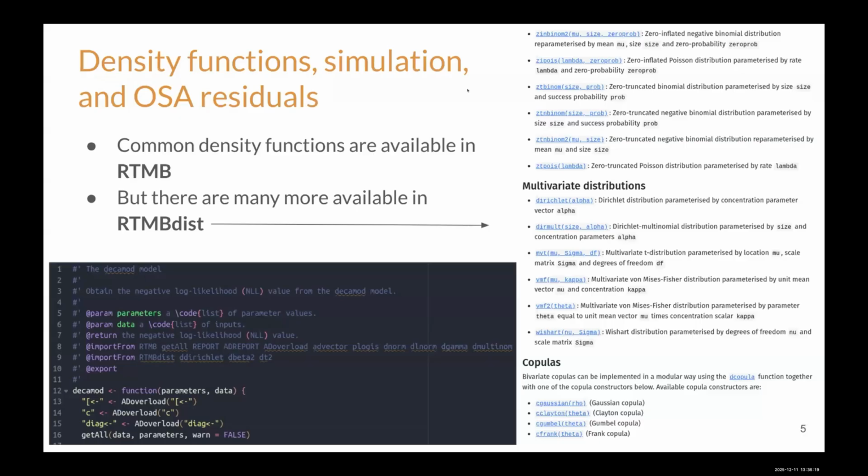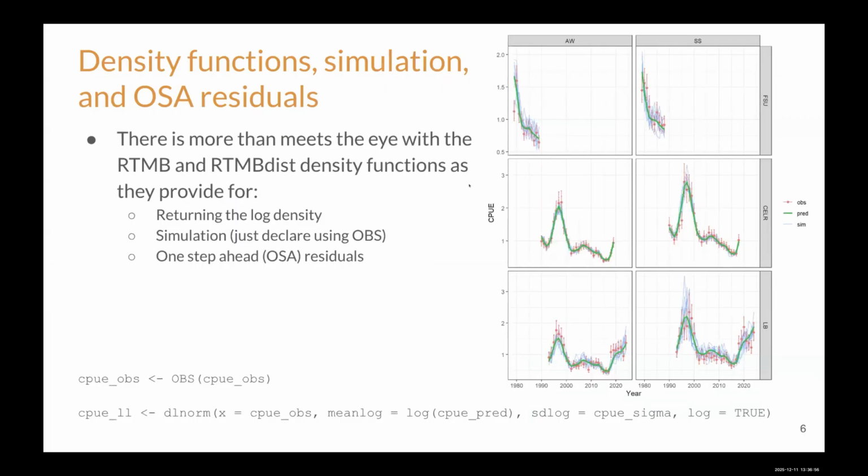So looking at the density functions, as I said, you've got the common functions naturally in RTMB, but then you get oodles, way more than you're ever going to need, I suspect, in RTMB dist. So you've got all the useful ones there that you can see, like the Dirichlet and Dirichlet multinomial and a whole bunch of other stuff. Obviously, when you're writing up your RTMB code, it's pretty easy to call in these various packages and functions when you're writing your various functions for your stock assessment. And I touched on it.